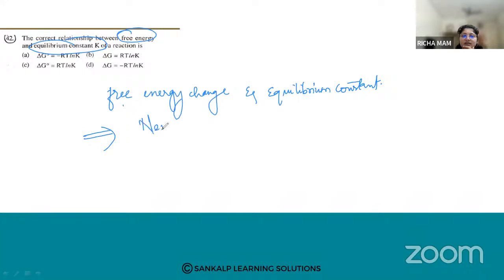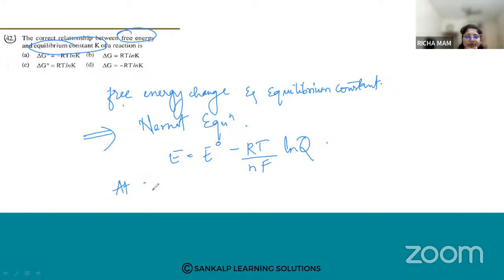It is given by the Nernst equation. Remember, it is given by the Nernst equation. What is the Nernst equation? E is equal to E naught minus RT by NF ln of Q. So this is the equation which tells you the relationship between the free energy change and equilibrium constant. We know that at equilibrium, E, that is the cell potential, will be 0 and Q will be equal to Kc. So at equilibrium, your Q will be equal to Kc.